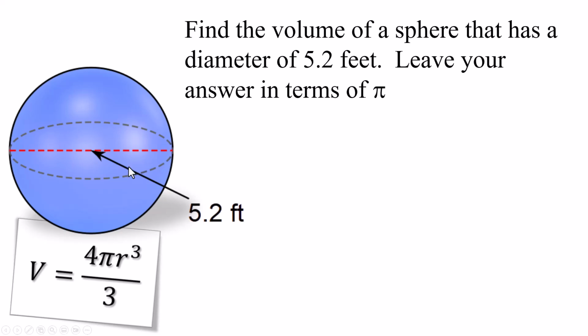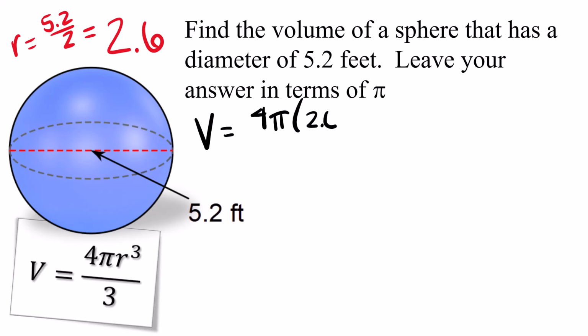So I have to take this diameter of 5.2 and I need to split it in half to find the radius. So the radius is going to be 2.6. Now we do this problem the same way. Volume equals 4 pi times 2.6 cubed, all divided by 3.